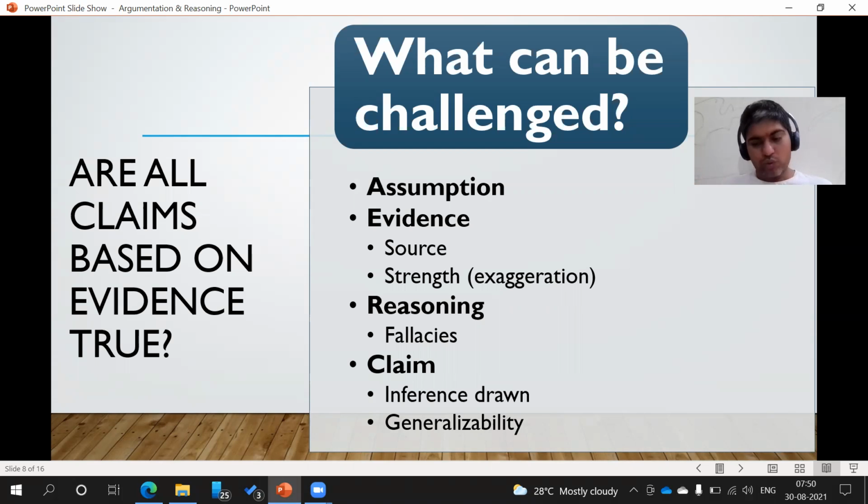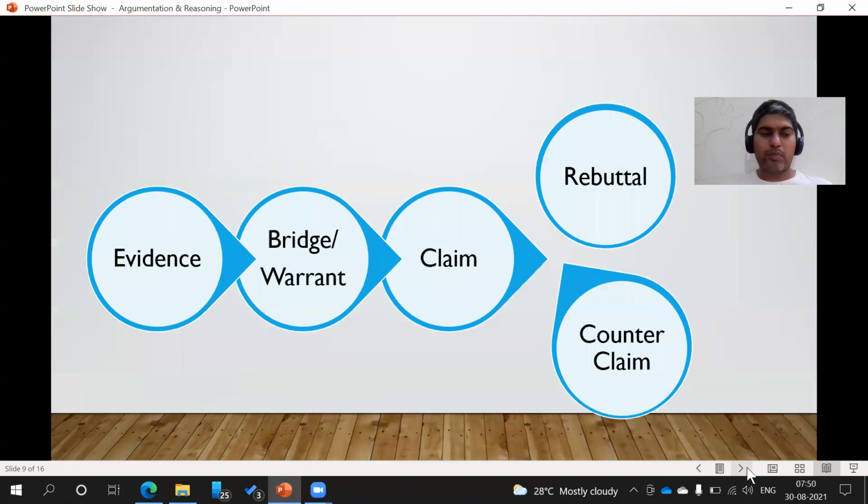Will it work? No, not necessarily. Or in fact, we can be very sure it will not work. And hence, are your claims generalizable? Now, there is evidence on the basis of which we make certain claims through reasoning, but what do we do when someone has made a claim, someone has made an argument?